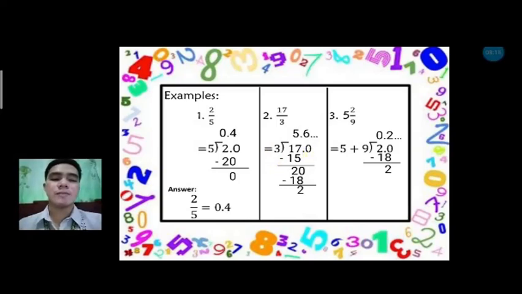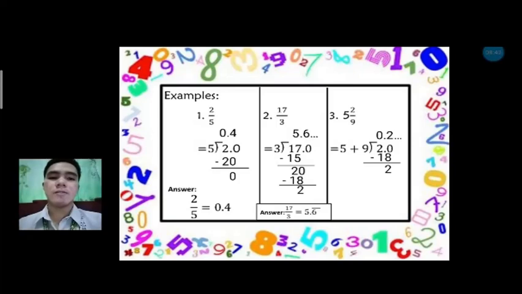That will become 0, bring down 0, that is 20. Then 20 divided by 3 is 6, because 6 times 3 is 18. Now you subtract 20 minus 18, that is 2. Again, if you add another 0 here, that will become 20.